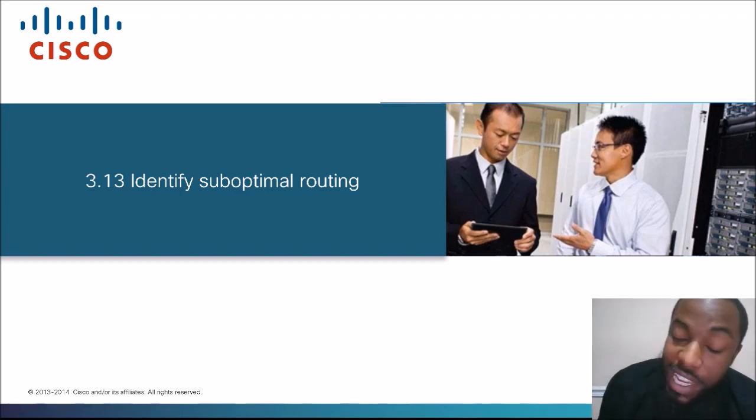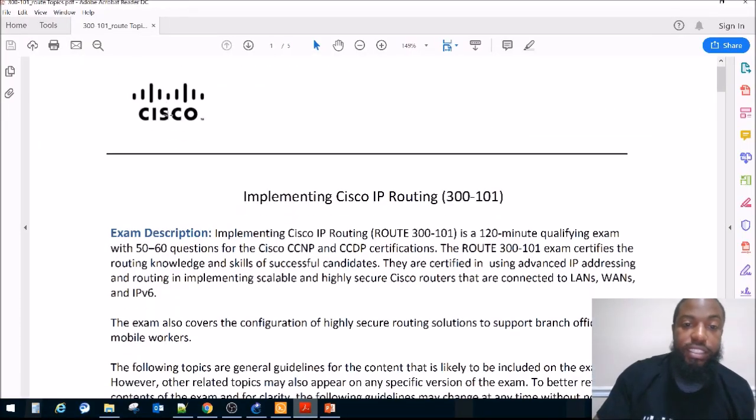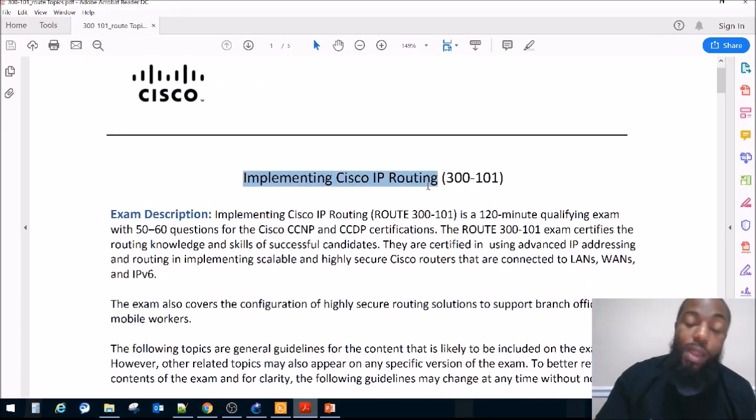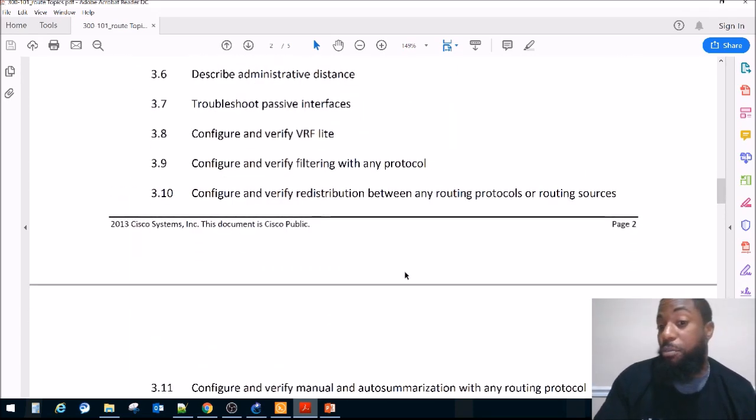Let's go ahead and take a look at the exam blueprint to see where we came from and where we are headed. This is the exam blueprint, Implementing Cisco IP Routing, also known as the CCNP ROUTE exam. This is exam code 300-101. We wrapped up a couple days ago.